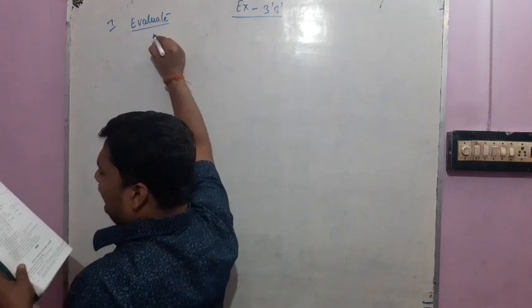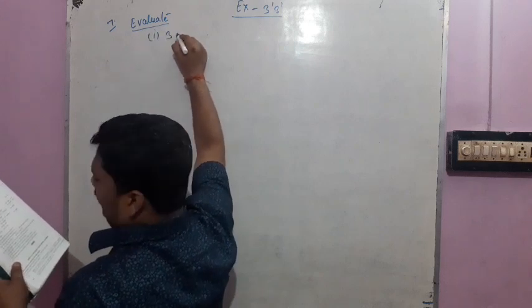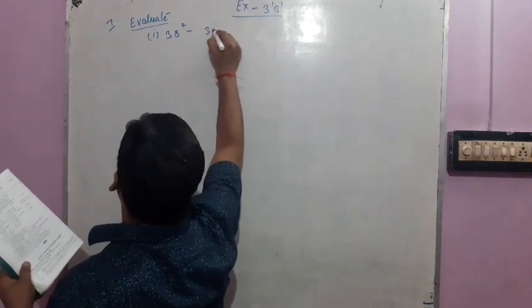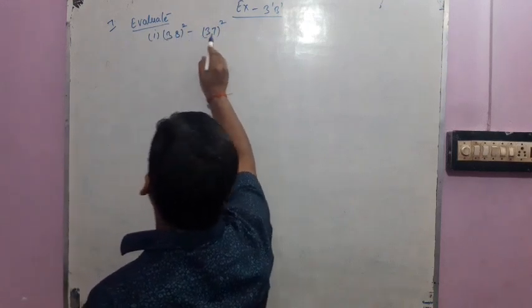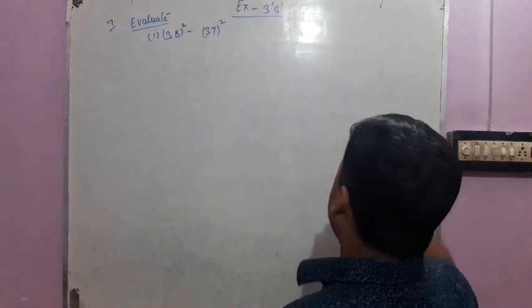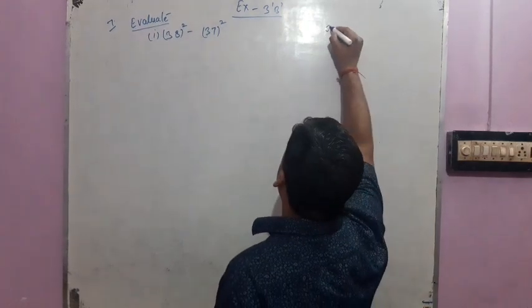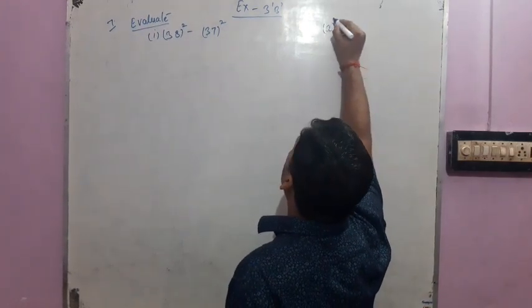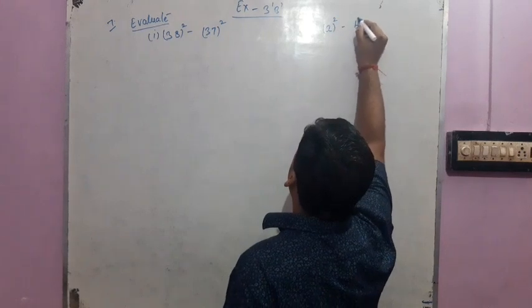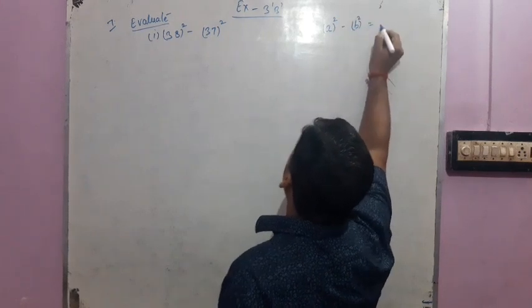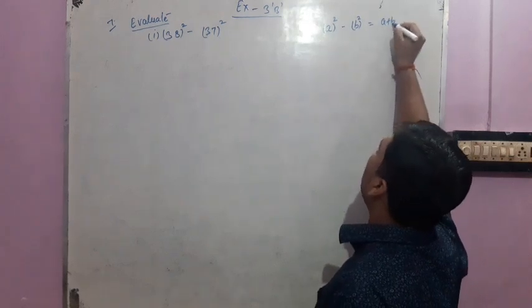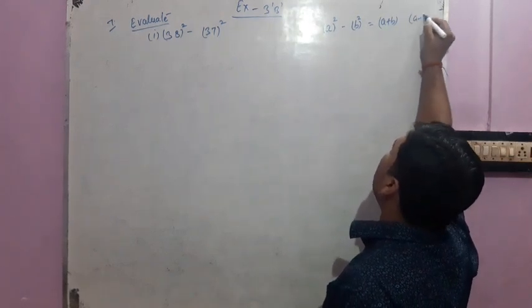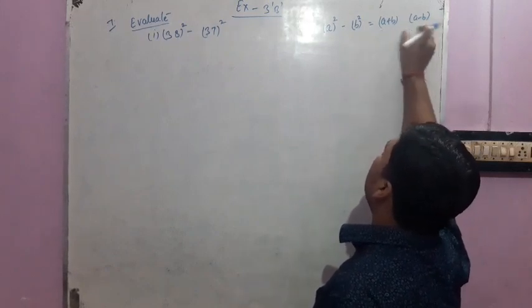What we have to evaluate? 38 square minus 37 square. The square of 38 minus square of 37. The students, you know one algebraic identity. If we have to subtract the square of two different numbers, then one time we have to add the numbers and one time we have to find the product of sum and difference of the numbers.